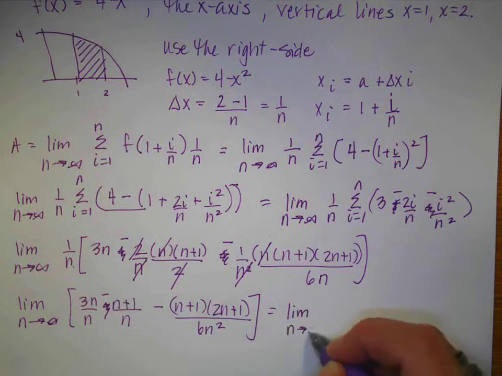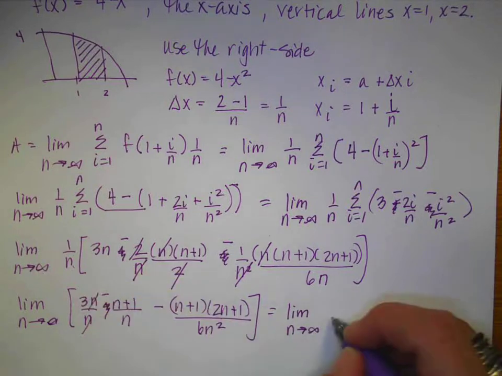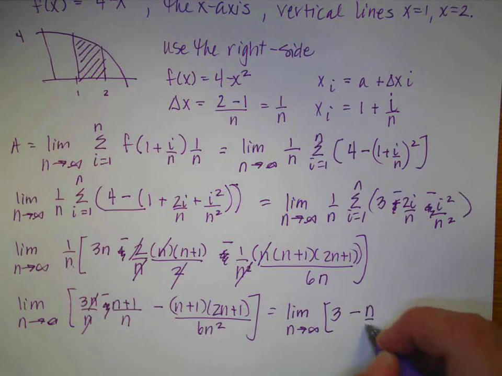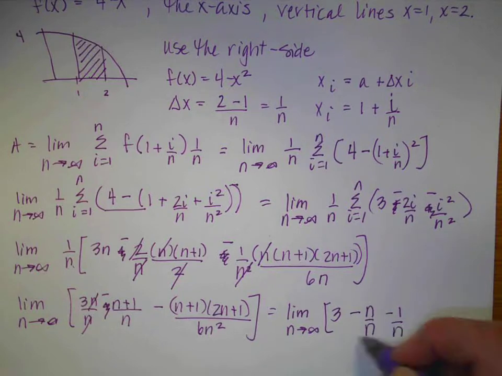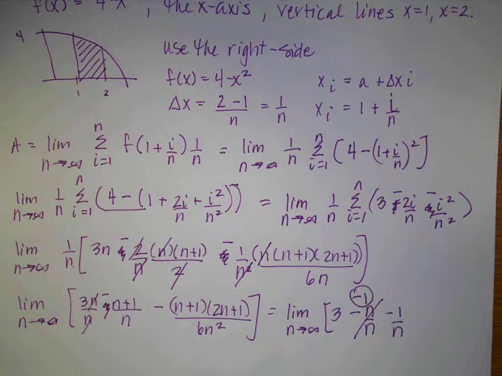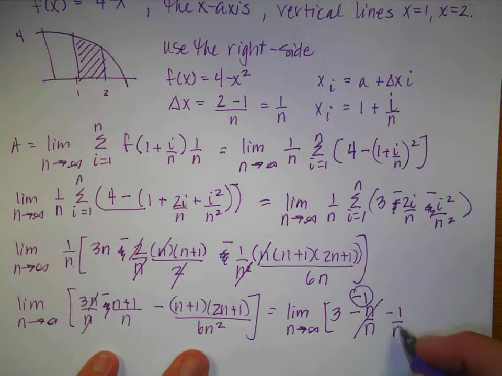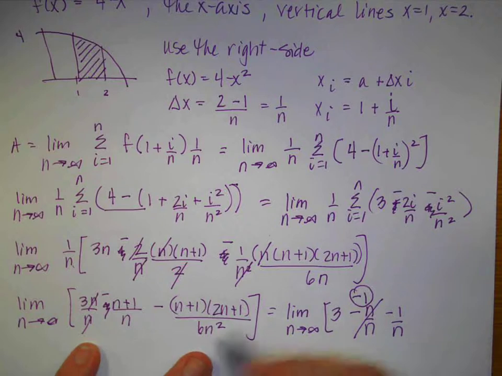Alrighty? And so now what I'm going to do is simplify it just a little bit more. So this is the limit as n approaches infinity. Those two n's cancel, and it gives me a 3. And then I could split the next guy up as a minus n over n minus 1 over n. So that guy's going to simplify, and I'm going to circle it so I don't lose it. And then this one, alrighty, if I expanded everything and simplified and combined like terms, I could write it over 6n squared, and then I would have to divide every term because I'm taking a limit.